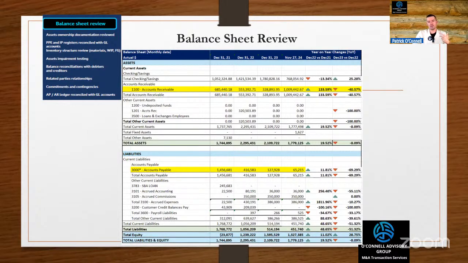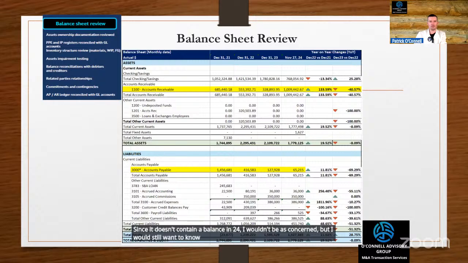So enough on accounts receivable. What else would we look at? If we scroll down, you have another line item called 1201 other accounts receivable. I would probably ask about that balance. Since it doesn't contain a balance in 24, I wouldn't be as concerned, but I would still want to know the nature of it.